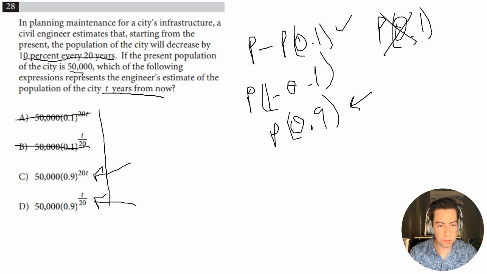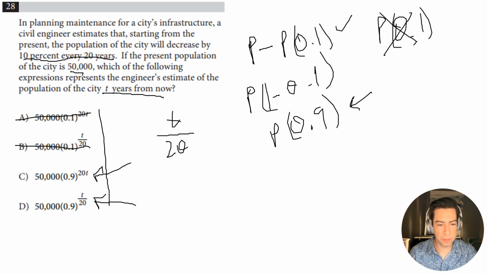So it says the city will decrease by 10% every 20 years. So what that means is that basically we have something per 20 years. And anytime you have per 20 years, right, the 20 years has to be on the bottom. So that means that we're going to need to have t over 20.